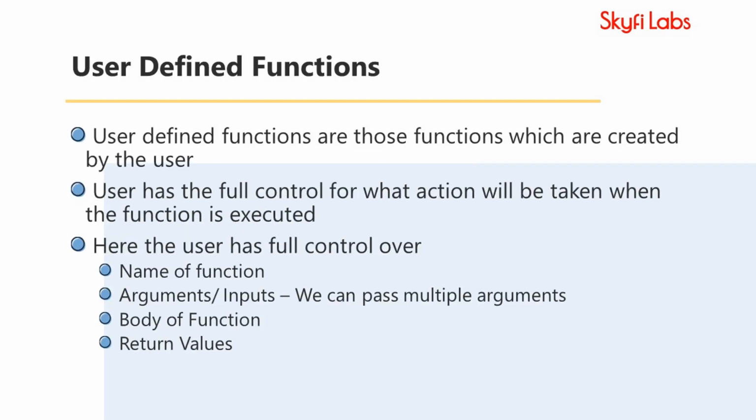The next type of functions is user-defined functions. Here, the user needs to know the operation of the function, since it is defined by the user himself. User has the full control for what action will be taken when the function is executed. Here the user controls the name of the function, arguments, body of the function, and return values.